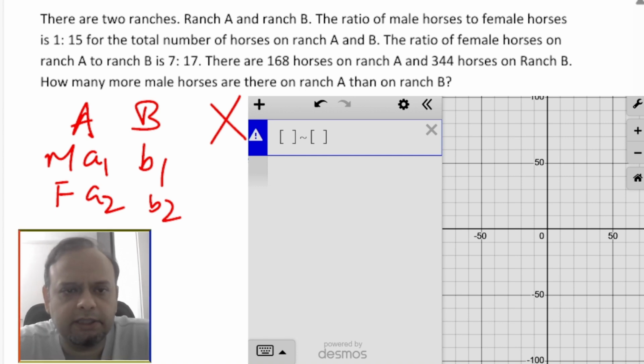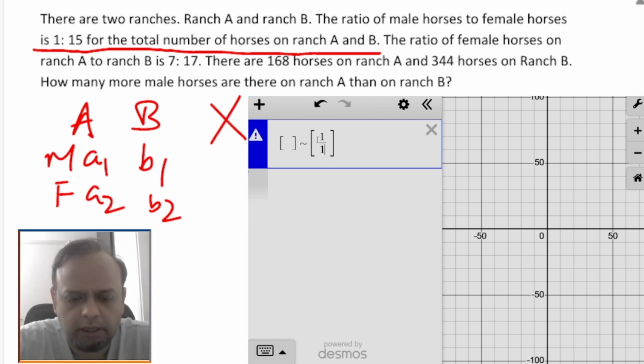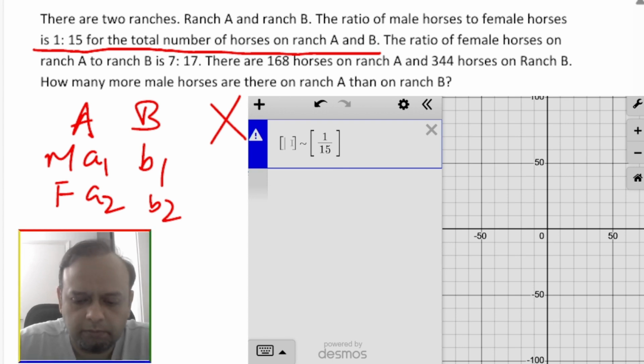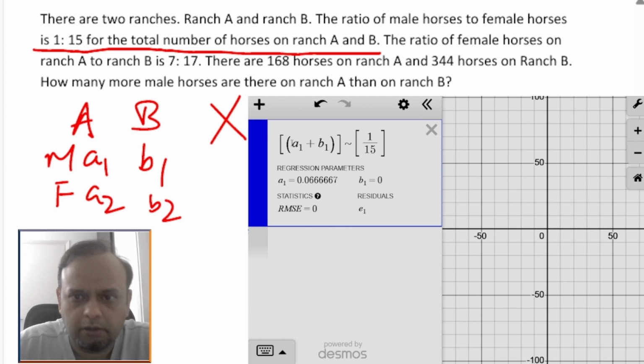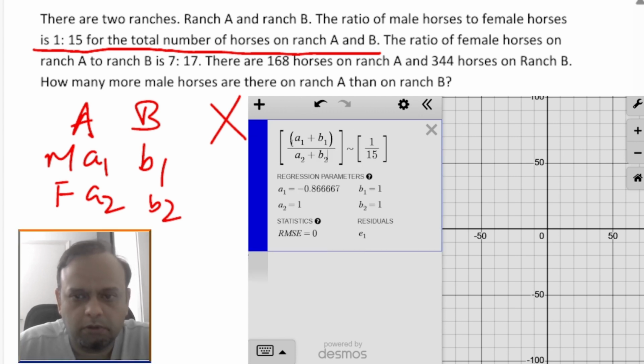So the first sentence is ratio of male to female horses is 1:15 for total number of horses on ranch A and ranch B. All right, so male horses to female horses is 1:15. And how do we write male to female? So male is A1 plus B1, so A1 plus B1 over A2 plus B2. Okay, that's the first relationship done.